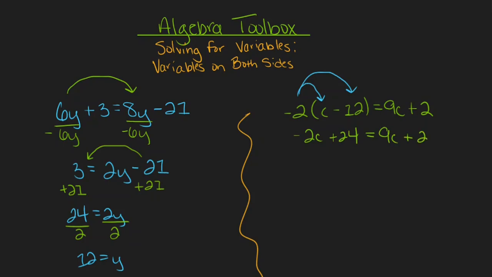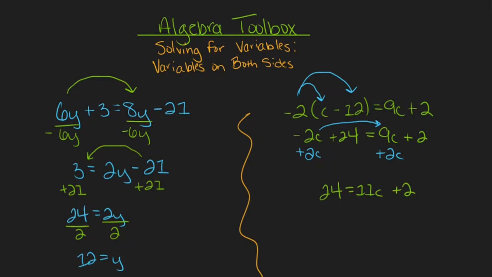Now I can start to think about what I can do to bring my c's together in a way that will keep a positive value for me to work with, a positive coefficient. I have a choice of bringing the negative 2c to the 9c, or of bringing the 9c to the negative 2c. If I move the negative 2c over to the 9c, then that's going to keep me positive, so that is the direction that I will choose. Since I have a negative sign in front of the 2c, I'll move that 2c over to the other side with the opposite sign, so addition in this case, and I'll end up adding 2c to both sides, which will give me 24 equals 11c plus 2.